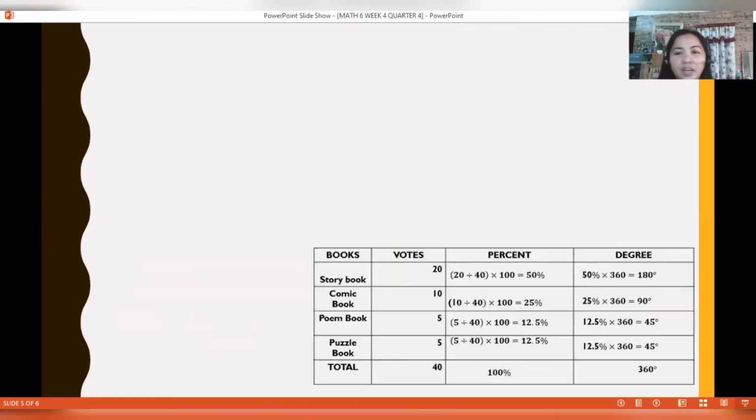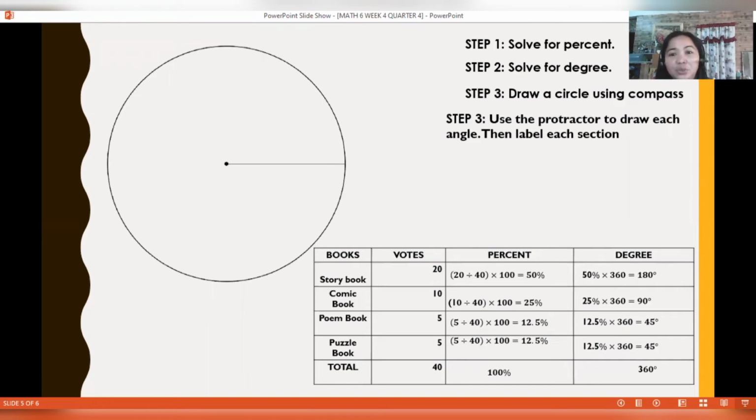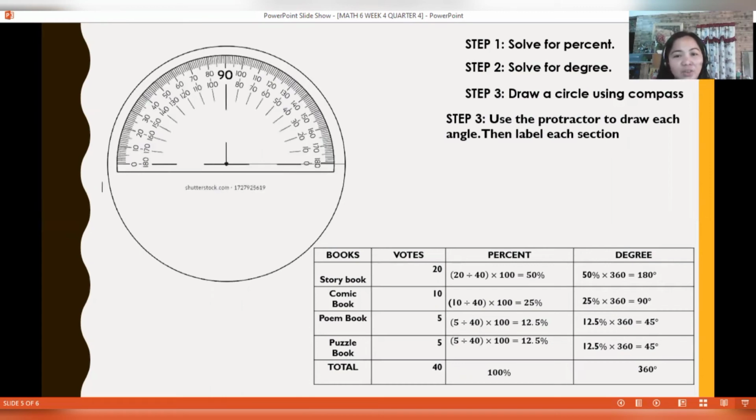Now, drawing tayo ng circle. Ayan, nandiyan ang center. Ito yung reference line. Itapat natin yung protractor. Step 4 is use the protractor to draw each angle. Ayun ang ating protractor. And then, i-draw natin yung unang book, which is the storybook. That is equal to 180 degrees. So kung mapapansin ninyo, yung isang protractor, ang katumbas niya ay semicircle, which is 180 degrees.